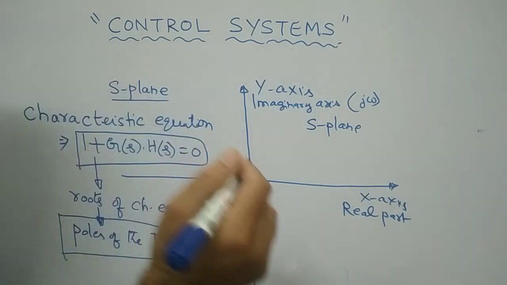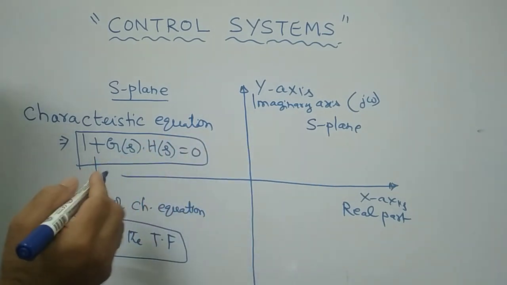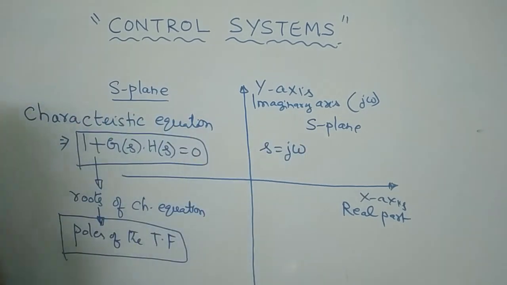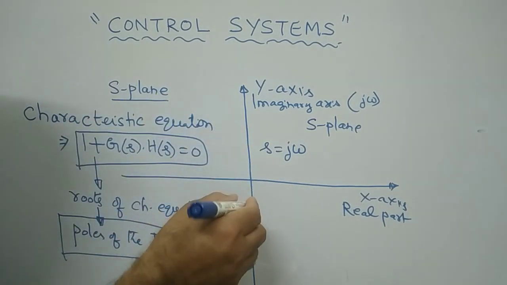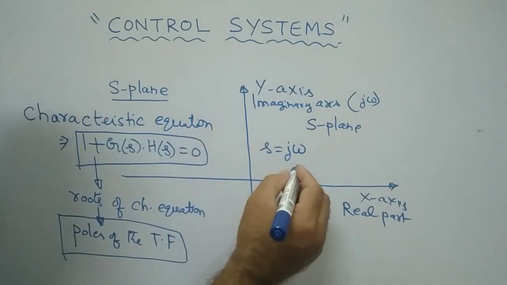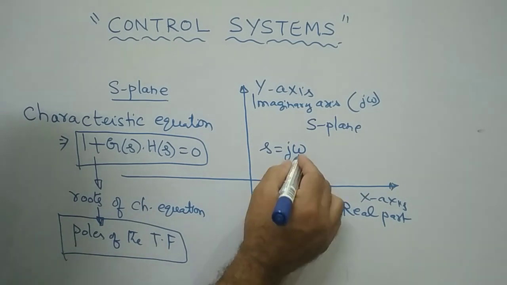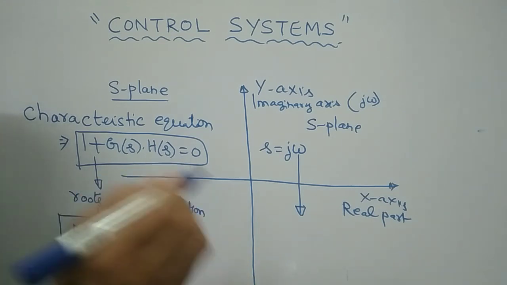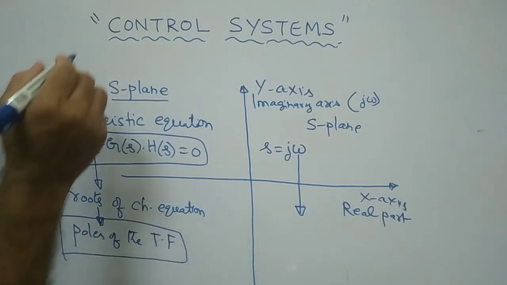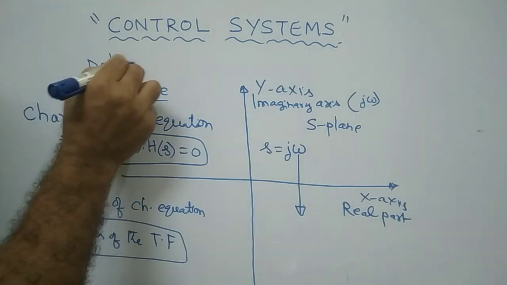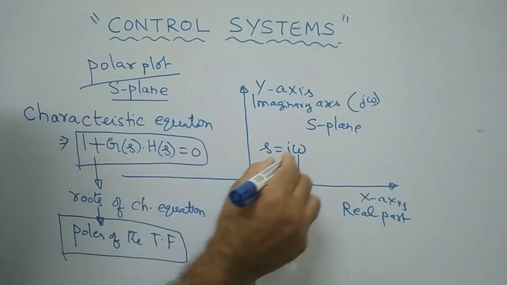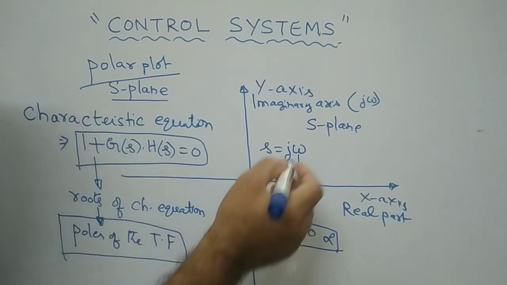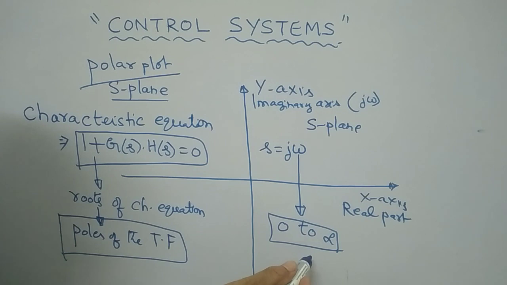Here, as we are applying S equal to j omega in the frequency response, our aim is to find out the values of the angular frequency, how the angular frequency varies from where to where. That is a very important question. Remember that in the polar plot, because now we are concentrating on the polar plot, the angular frequency omega varies from 0 to infinite.